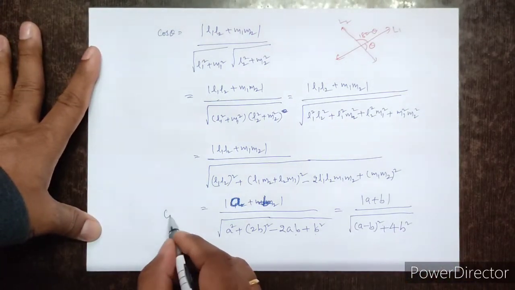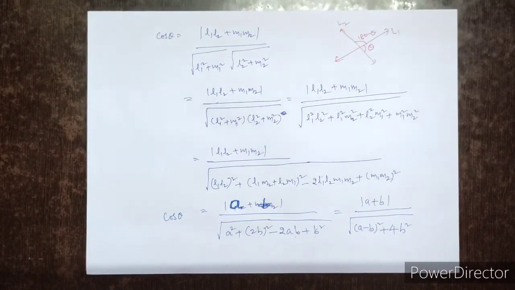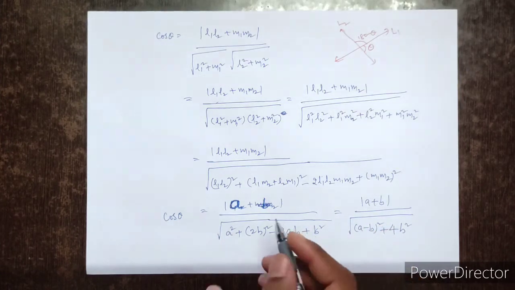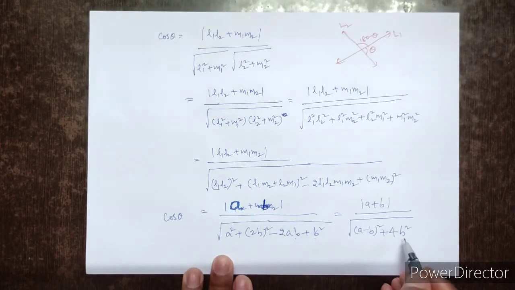This is the cos theta, the angle between the pair of straight lines represented by ax square plus 2hxy plus by square equal to 0. Cos theta equals modulus a plus b over the under root of (a minus b) whole square plus 4h square.